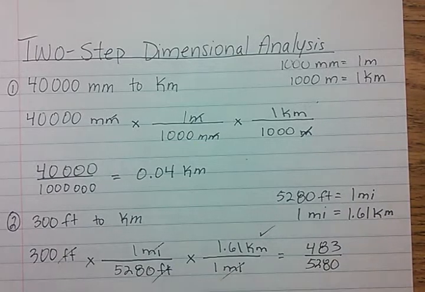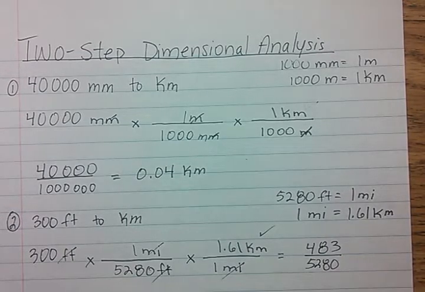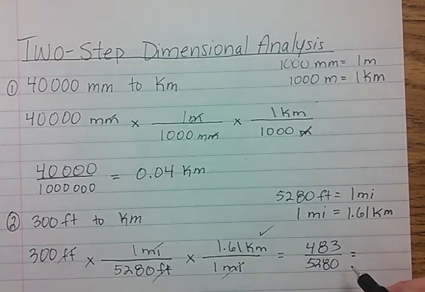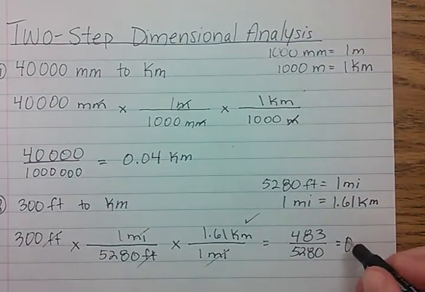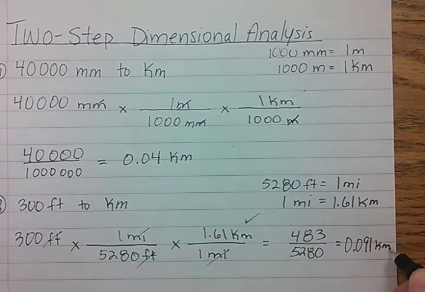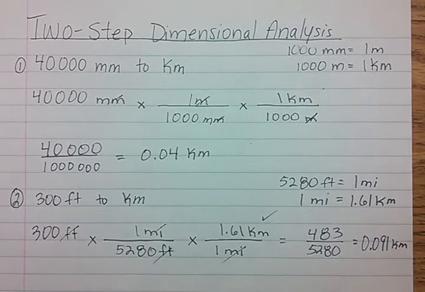On the bottom, you're doing 5,280 times 1. So that goes on the bottom here. Then you do 483 divided by 5,280. And you should get 0.091 kilometers.